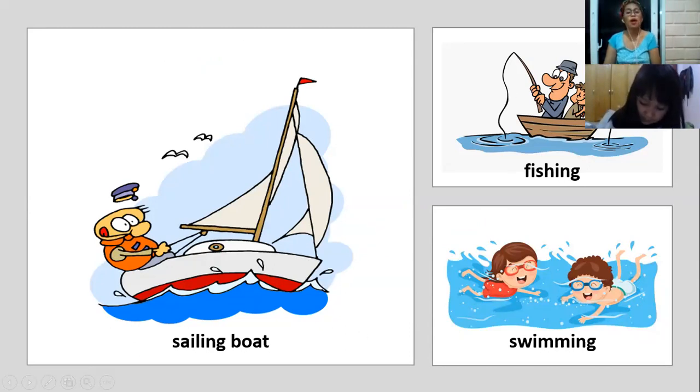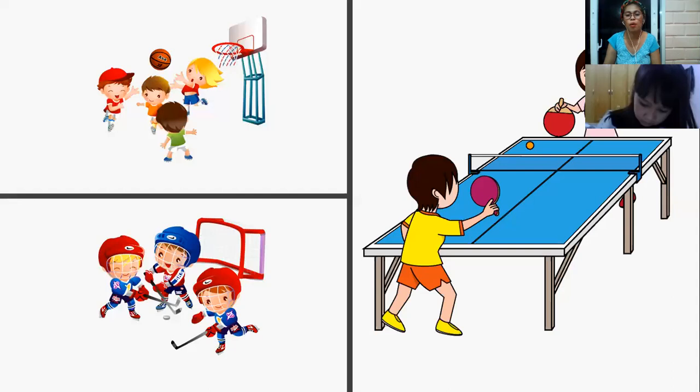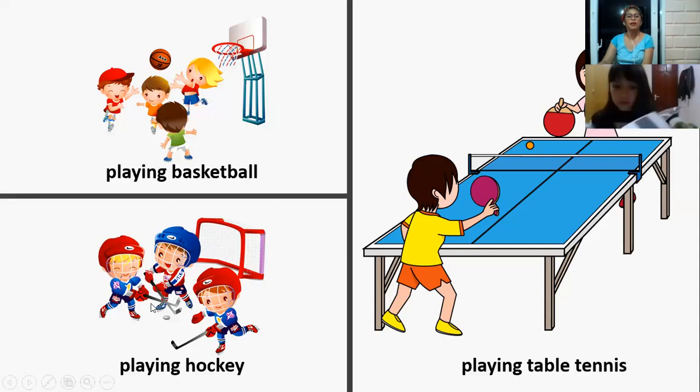Okay, it's sailing boat. How about this one? Fishing, teacher. And how about this one? It's swimming. I swim. Okay, that's swimming. Another one. What do you think they are doing? Playing basketball. Okay, what's this? Playing hockey. And the last one? Playing table tennis. Playing basketball. Playing hockey. Play table tennis.